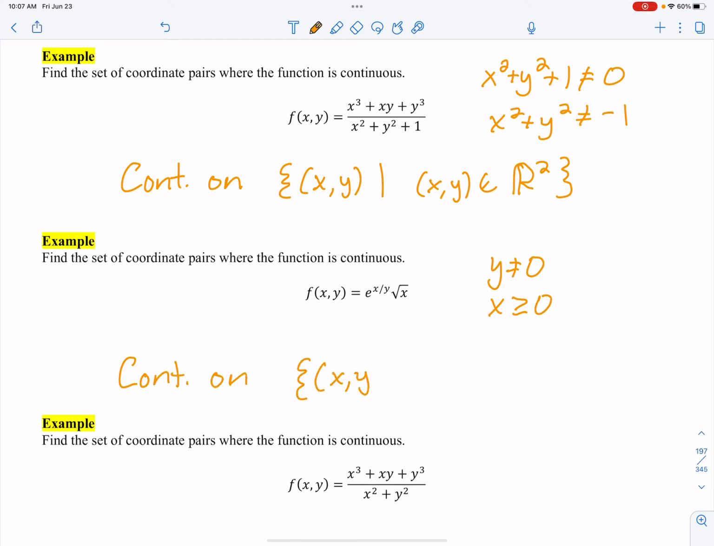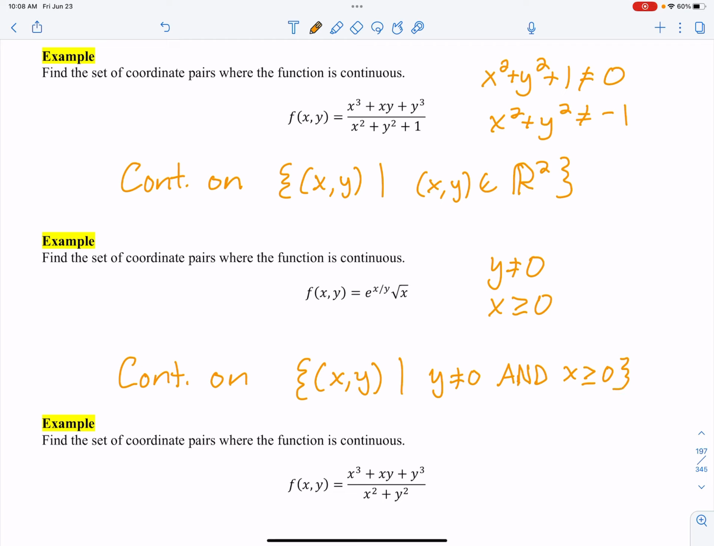Y can't equal 0, or we should probably use and. It's not one or the other, it's both. And x is greater than or equal to 0. We have to satisfy both of those. If we can satisfy both of those, then it's continuous at that point. So it's just another domain question. All right, got a couple more here.